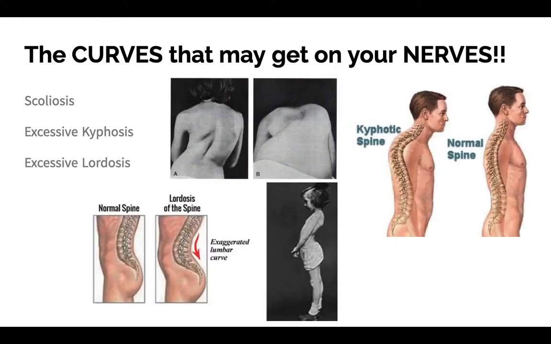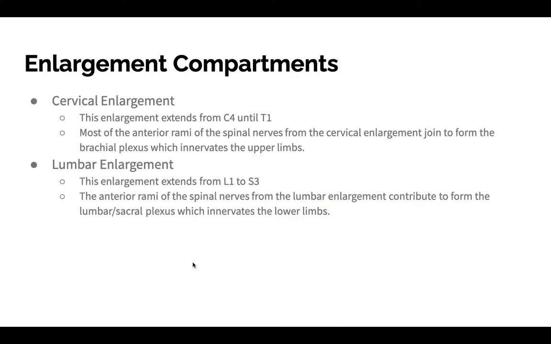Now, these are some of the curves that will give us some problems in life. We have scoliosis, which would be this top left right here. Excessive kyphosis, which will be this top right. And as you can see, there's an excessive curve in that thoracic spine. And then we have excessive lordosis right here. And as you can see, it's pushing into that anterior pelvic tilt.